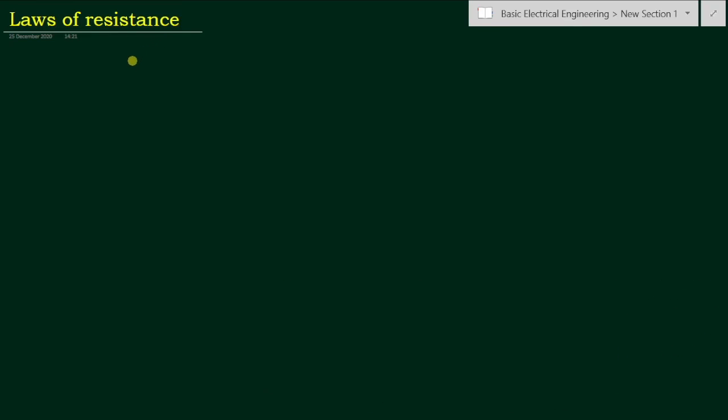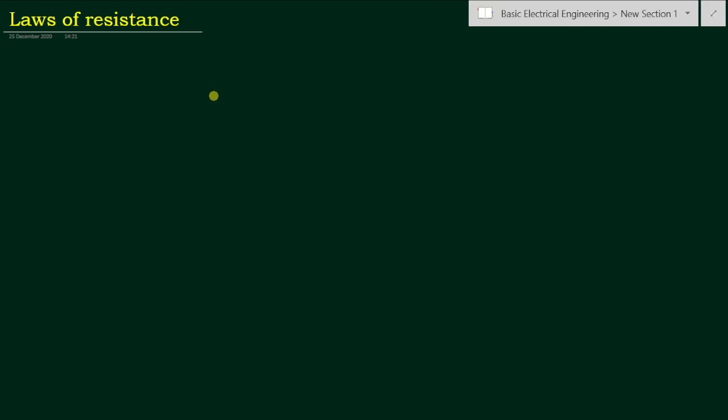First of all, we have to understand what is a resistance. The resistance is the property of a substance due to which it opposes the flow of electrons, or we can say that it opposes the flow of electricity flowing through it. In simple terms, we can say that it is the property that opposes the flow of electrons.